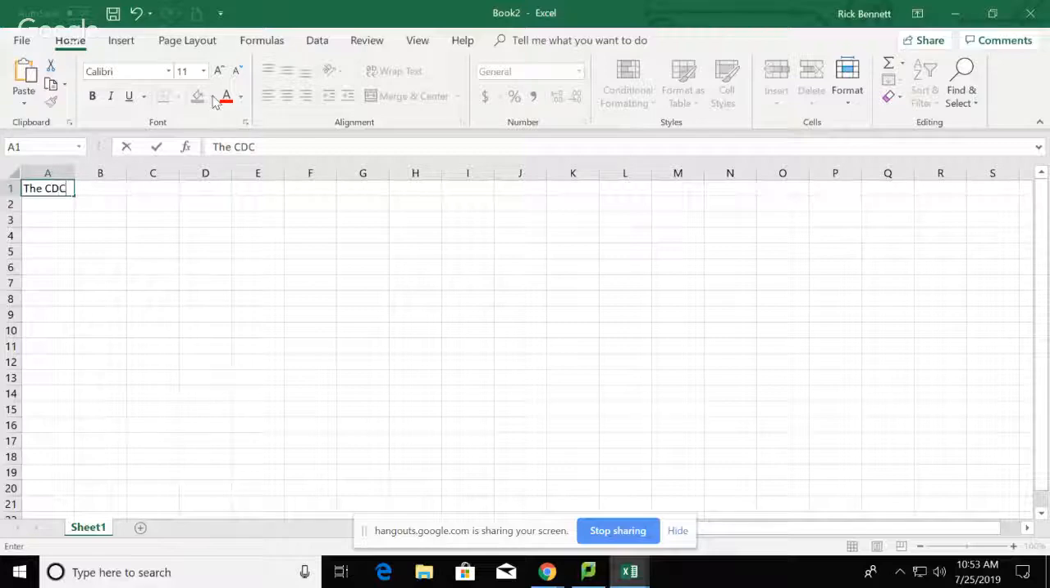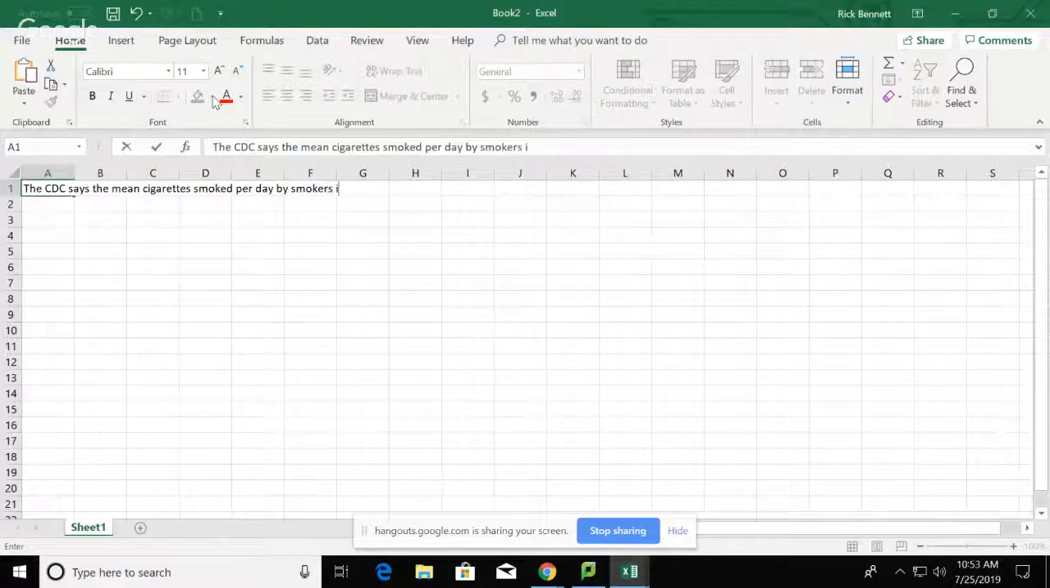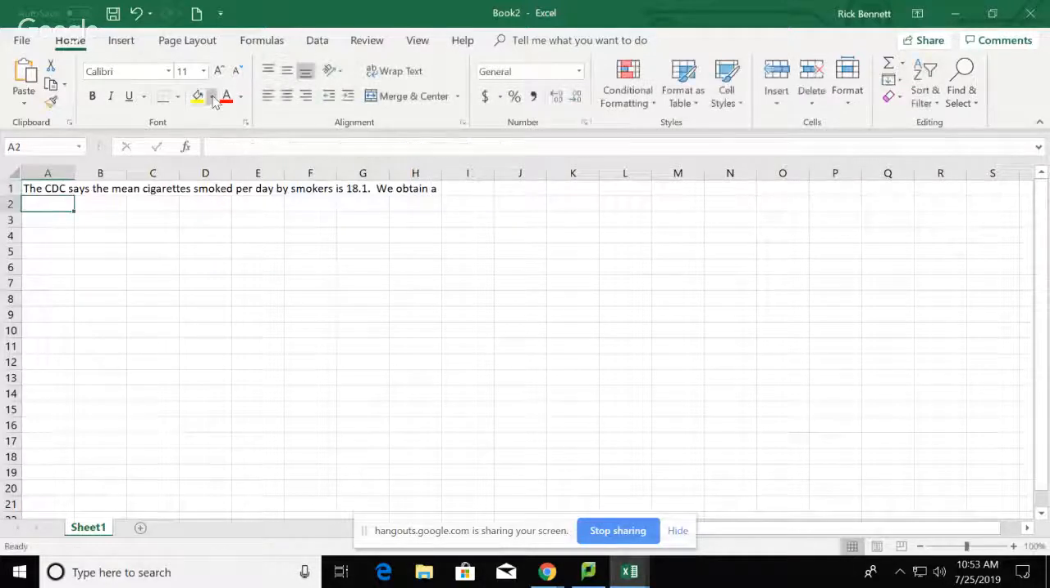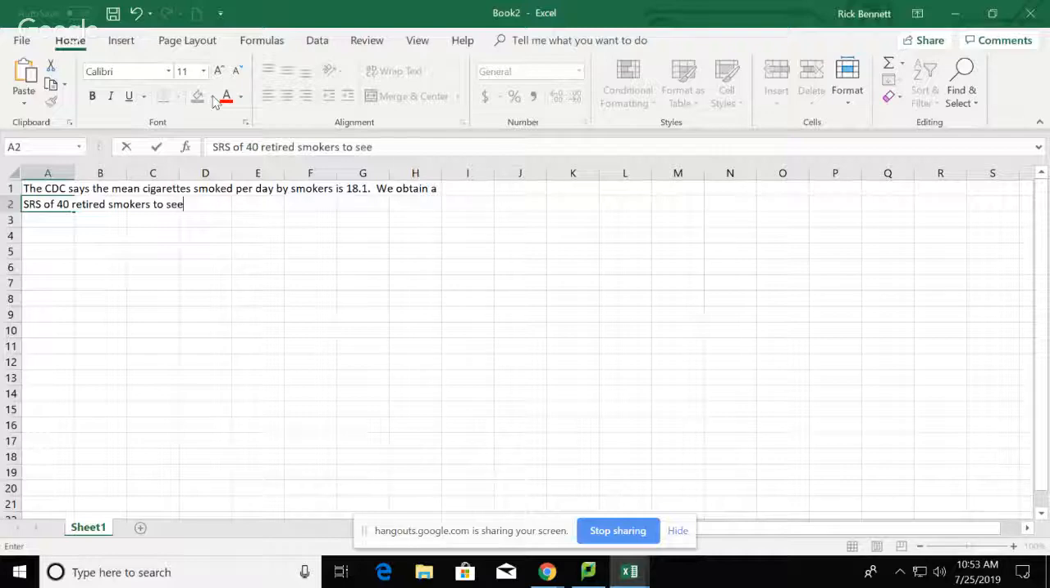The CDC, or Centers for Disease Control, says the mean cigarettes smoked per day by smokers is 18.1. We obtained a simple random sample of 40 retired smokers to see if they smoke less, because they're less stressed out. They don't need as many cigarettes, right? Or maybe they're more stressed out because they're not making any money. I don't know.